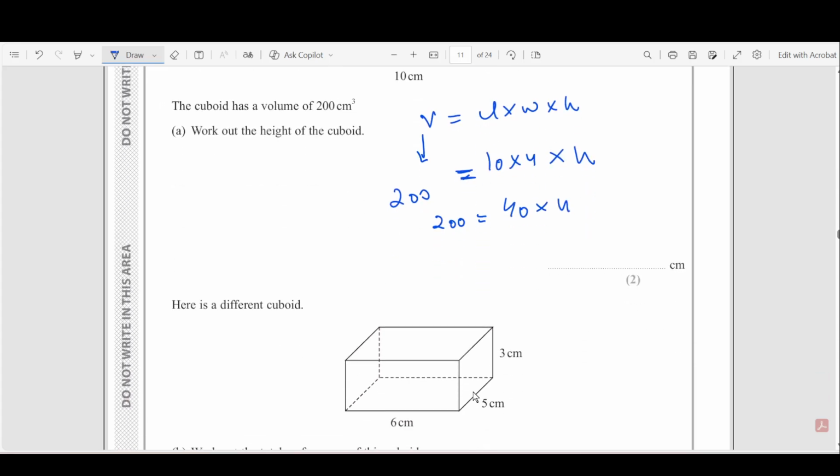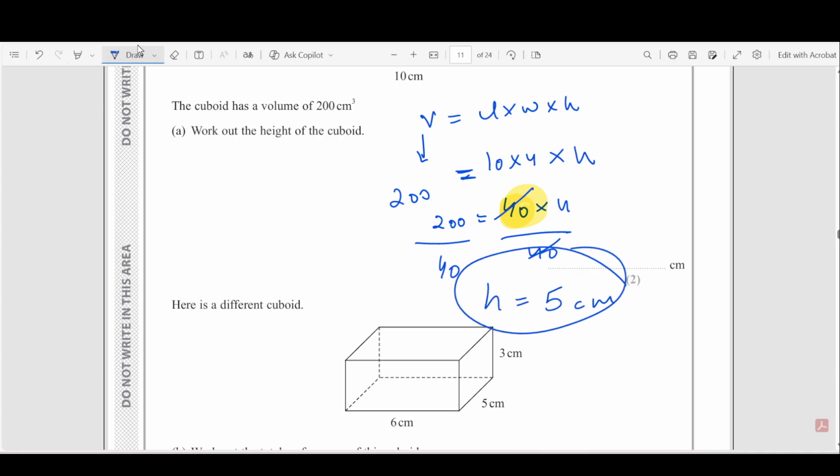Again, this is a linear equation. I have h this side, so I need to just find my variable. Whatever is extra with h, I need to get rid of. This is times h, and the opposite of times h is divided by h. So we need to divide both sides by 40. That's how I can get rid of this. I have 200 divided by 40. If I divide it, I get 5 centimeter. And that's my answer.